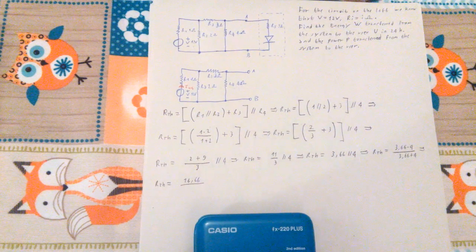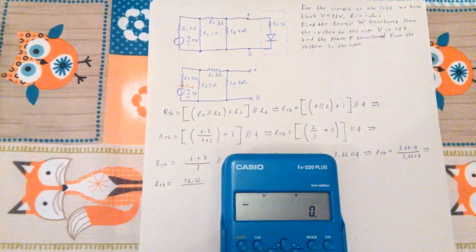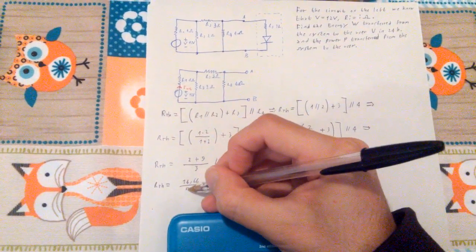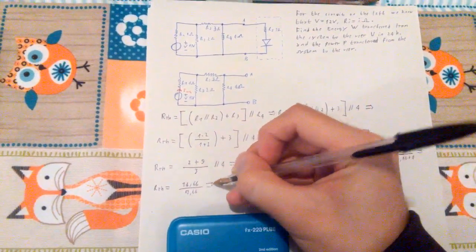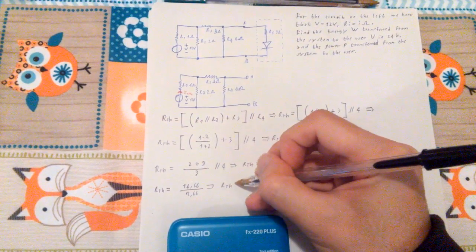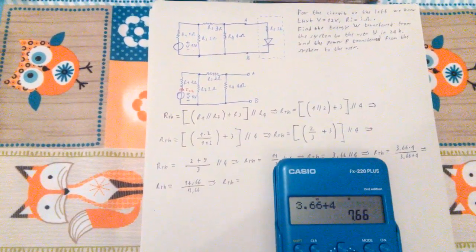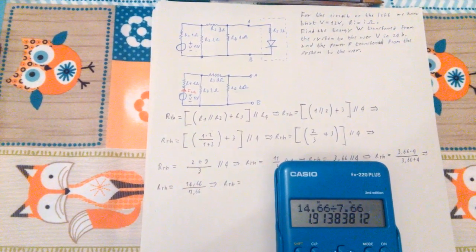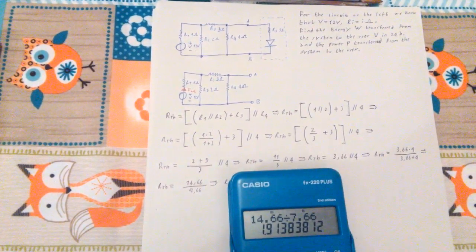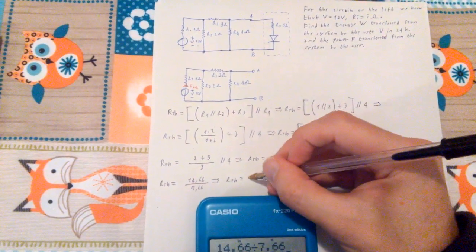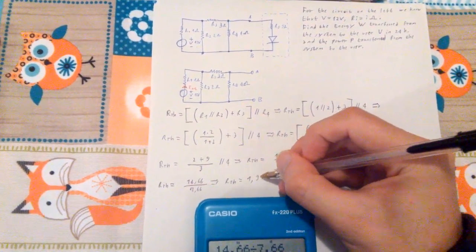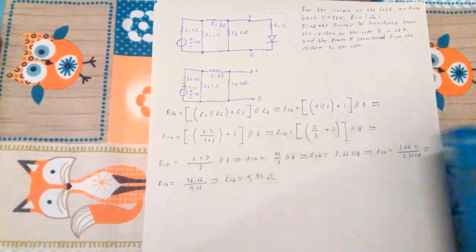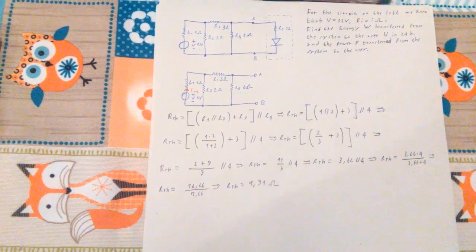Everything over 3.66 plus 4 is just 7.66. But I'm lazy, so RTH is just 14.66 over 7.66, which is 1.91. Yeah, just gonna go for 1.91 now. So RTH is 1.91 ohm.